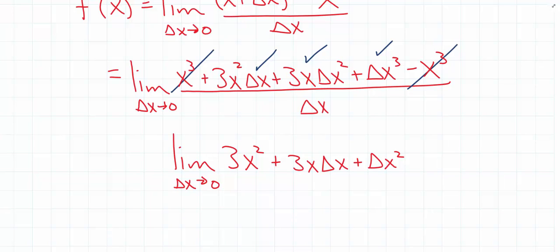And then you're going to take the limit as delta x goes to 0, and look what you're going to get. You're just going to get a 3x squared. Okay. Does everybody see that?